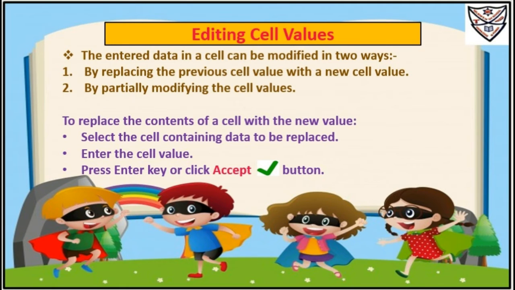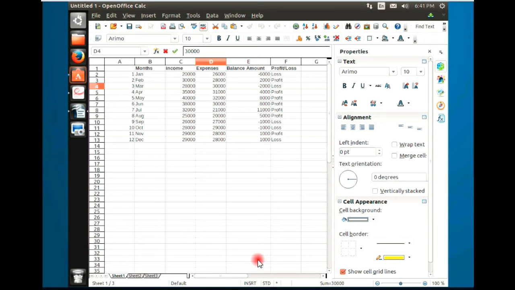Editing the cell values. The entered data in a cell can be modified in two ways: by replacing the previous cell value with a new value, or by partially modifying the cell value. To replace the contents of a cell with a new value, select the cell containing the data to be replaced. Enter the new cell value, then press the enter key or click the accept button.